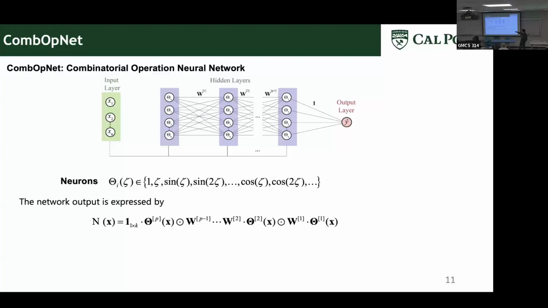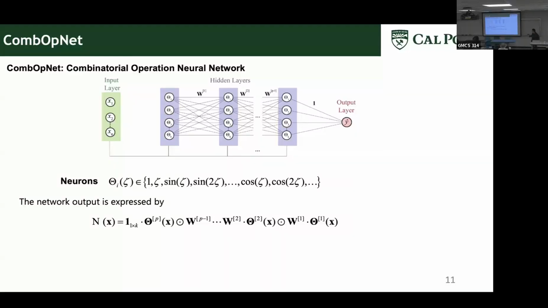But the point here is the forward propagation will automatically help us to get all the possible combinations of those polynomials. So we have no bias in this network. We also have no nonlinear activation function, no sigmoid. It's basically just doing multiplication. It's just a combinatorial operation. So we call it a combinatorial operation neural network, or CombOpNet.